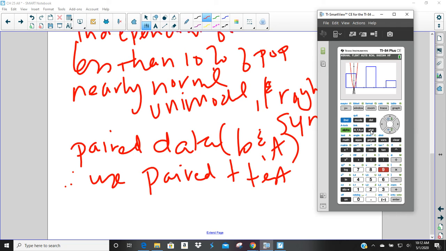So let's go to stat, tests. We're going to do a 1 sample t interval, right here, number 8. Make sure I'm doing data. Make sure I do L5. In your case, it'll be L3. It asks for a 95% confidence interval. And then enter. So I'm at 52 to 57.